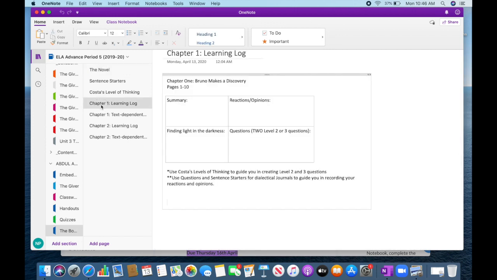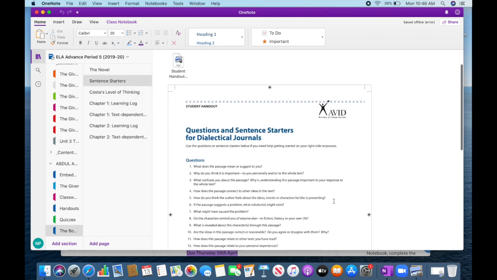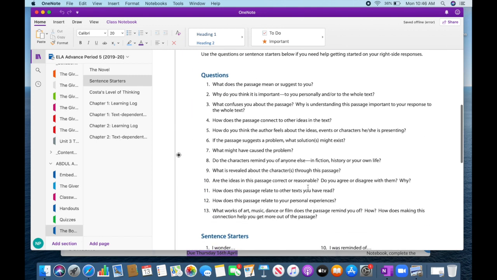This is very similar to what we did when we read The Giver. So you're going to read chapter 1, Bruno makes a discovery. You'll put your summary in here, what's important, what happened in this chapter, your opinions and reactions. If you need support with opinions and reactions, if you come over to sentence starters, you have the question and sentence starters for dialectical journals. These are some questions that you can ask to help guide you in that reaction.